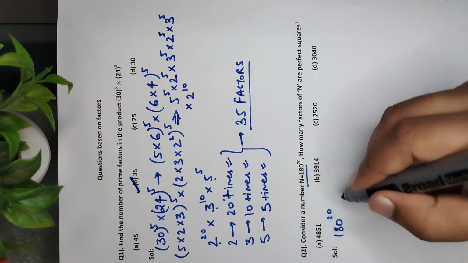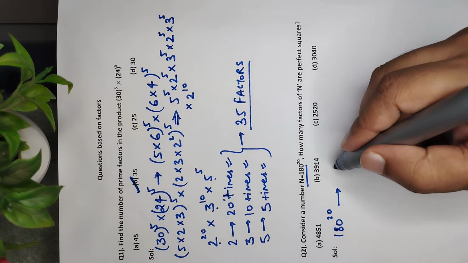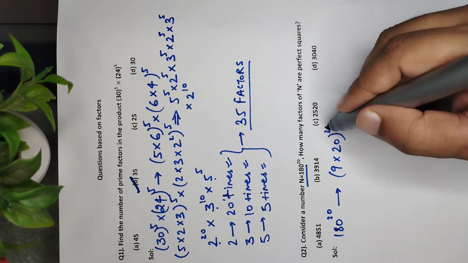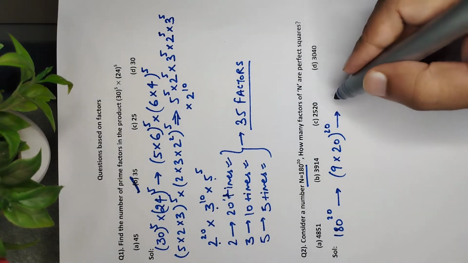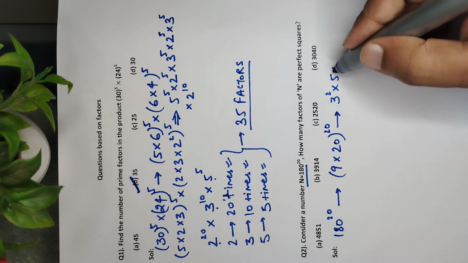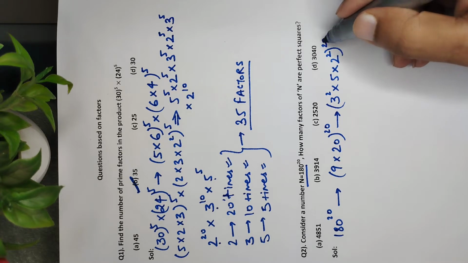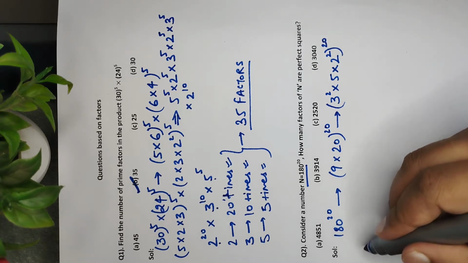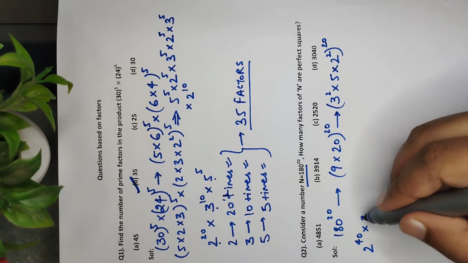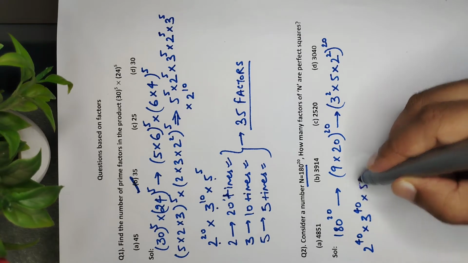180 raised to the power 20 can be written as (9 multiplied by 20) raised to the power 20. Further it can be written as 3 square multiplied by 20, which can be written as 5 multiplied by 2 square, all raised to the power 20. Now I can further write this number as 2 raised to the power 40 multiplied by 3 raised to the power 40 multiplied by 5 raised to the power 20.